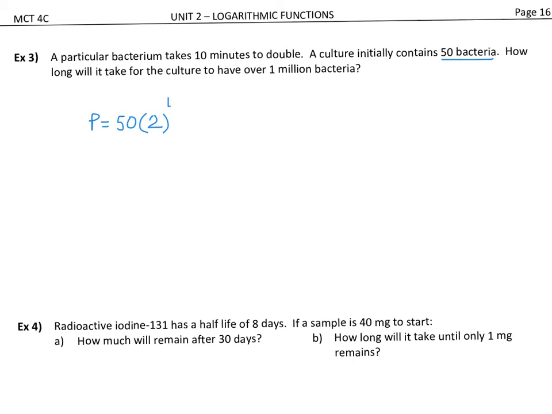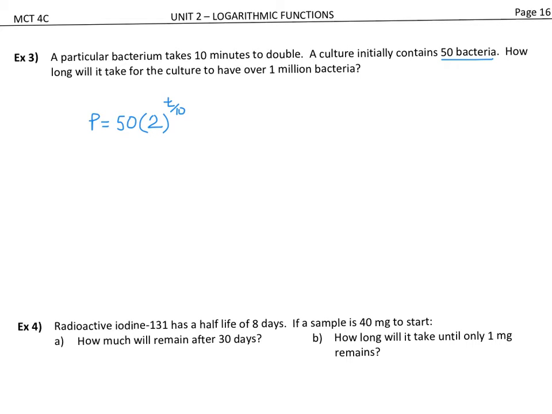My exponent, I want to see how many groups of 10 minutes I actually have. So if my time was 30 minutes, my t would be 30. 30 divided by 10 would give me a 3. It's actually doubling 3 times here. So that's why my exponent looks the way it does.